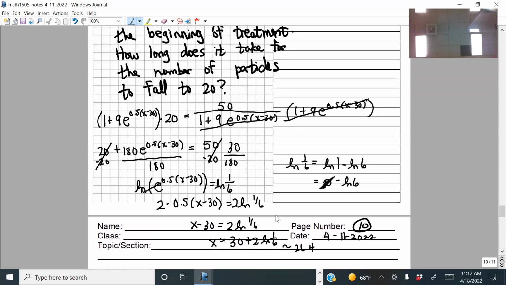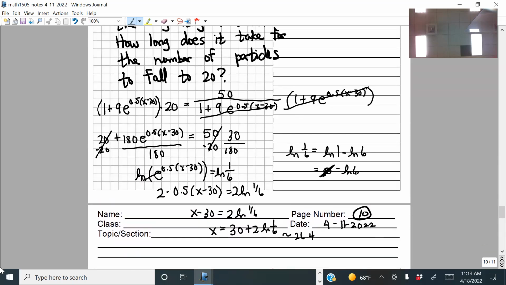There's one like this in the exponential homework. So remember this example when you're working on that problem, maybe the last problem in the exponential and logarithm equation homework, okay? All right, let's stop there.